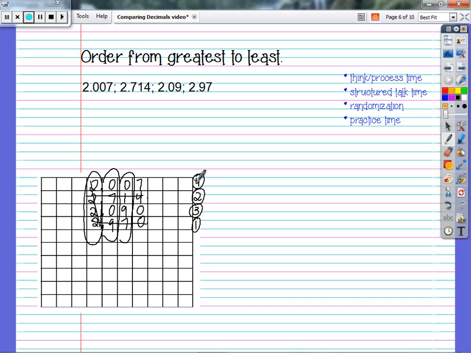So now we can go ahead and write them from greatest to least. We're going to have 2 and 97 hundredths, 2 and 714 thousandths. Then we're going to have 2 and 9 hundredths. And finally, we're going to have 2 and 7 thousandths.